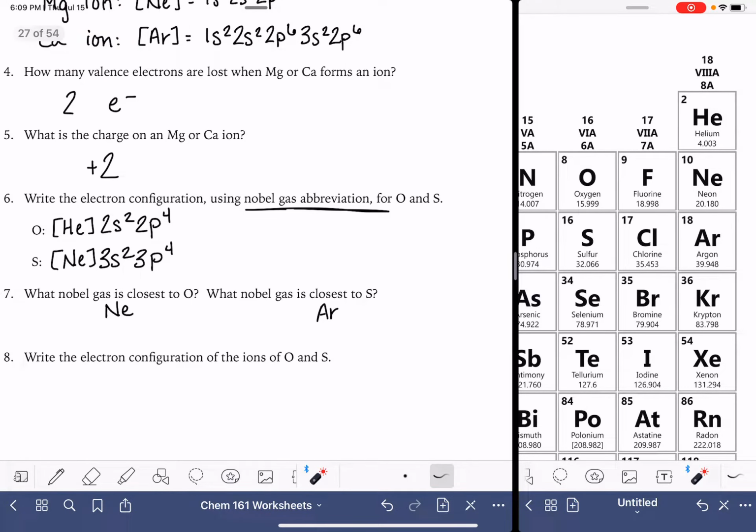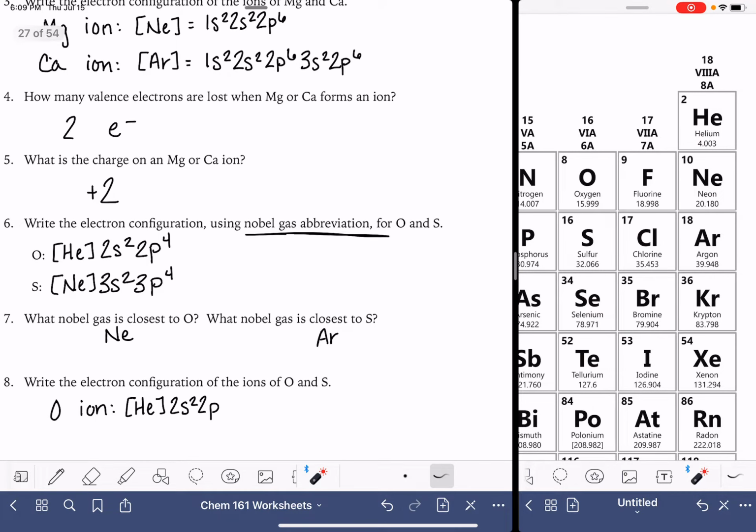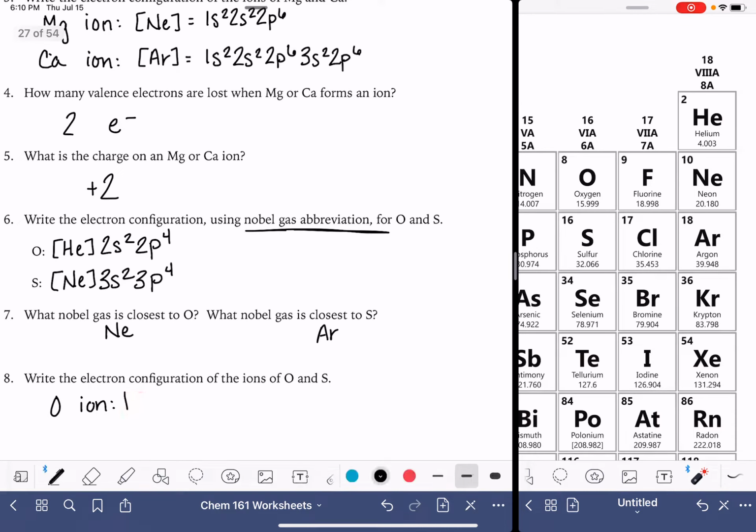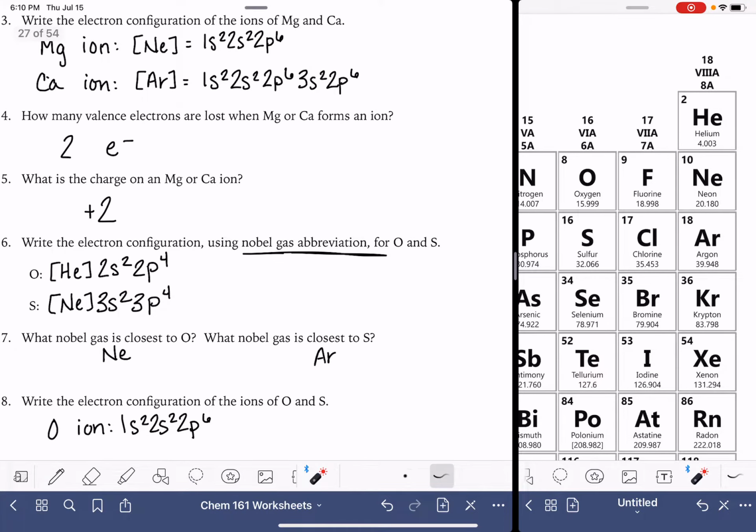Now what we're going to do is write the electron configuration of these ions. For the oxygen ion, like I said before, it feels funny to just use the noble gas abbreviation. Actually, I think that might be confusing. I'm just going to write out the electron configuration of neon, 1s2, 2s2, 2p6. We've already done that up here, right there.